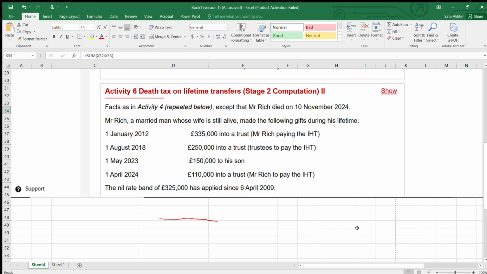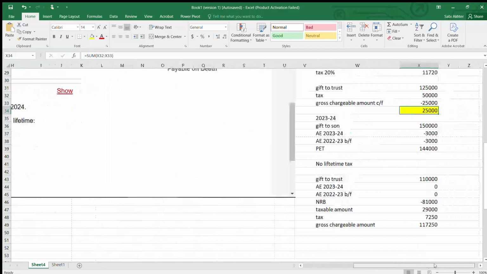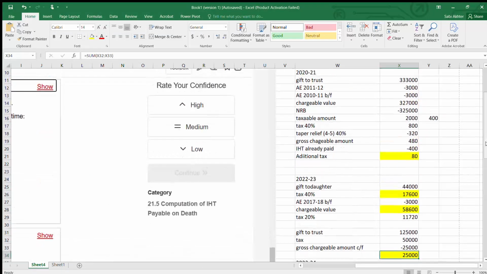Now we will be doing activity 6, which is based on your activity 4, except that Mr. Rich now dies on 10th November 2024. So these are the gifts. Question remains the same. So now let us do it. Remember, whatever gross chargeable value you have found out in activity 4, using that we will be proceeding with this question. The first one was gift to trust.